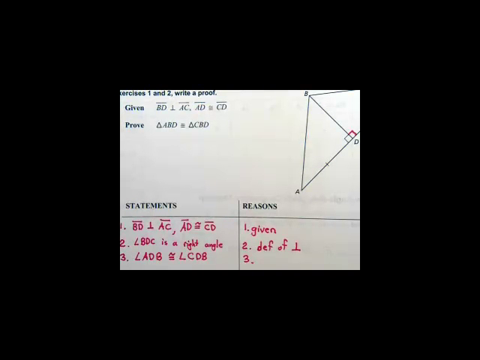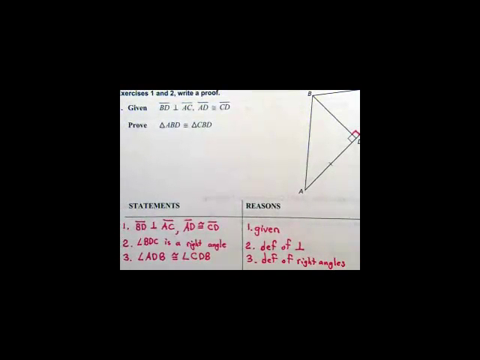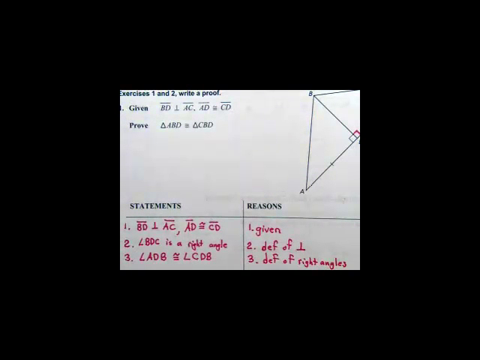And why is ADB congruent to CDB? They are both what? They're both 90 degrees because they are both right angles. So, definition of right angles. Yep. Okay. Do I have everything I need for SAS now?